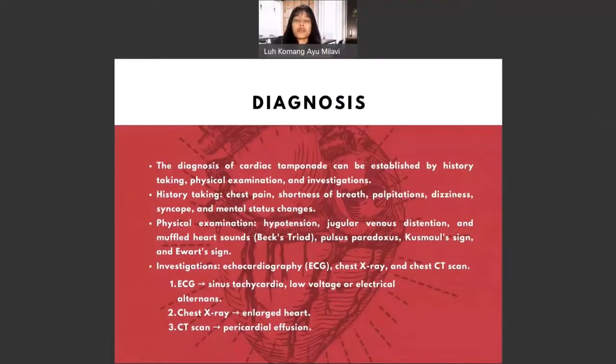Hi, I'm Wanda with student number 133. I'll explain about the diagnosis of cardiac tamponade. So the diagnosis of cardiac tamponade can be established by history taking, physical examination, and investigations. Patients may present with non-specific complaints such as chest pain, shortness of breath, palpitations, dizziness, syncope, and mental status changes, making it difficult to make a diagnosis based on clinical signs alone. Hypotension, jugular venous distension, and muffled heart sounds are classic clinical findings called Beck's triad that can help make the diagnosis of cardiac tamponade. Other physical examination findings in cardiac tamponade patients include pulsus paradoxus, Kussmaul sign, and Ewart sign.